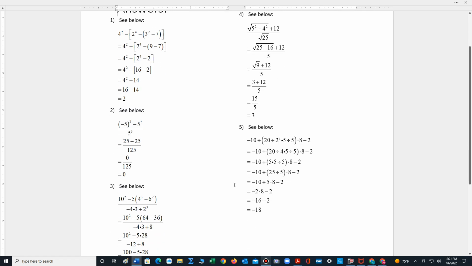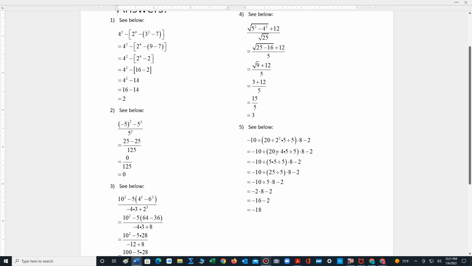This last problem looks a little tricky. You have to be very careful when you work out a problem like this. Remember, we begin inside the grouping symbol. We always work left to right. But first, we evaluate any exponents. So 2 squared evaluates to 4.